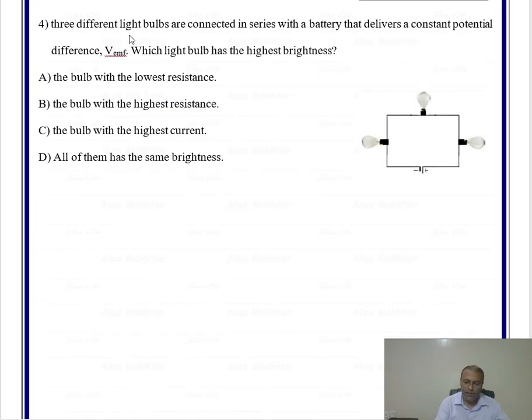Number 4. 3 different light bulbs are connected in series. 3 different, R1, different from R2, different from R3, with a battery that delivers constant potential difference, EMF. Which light bulb has the highest brightness? Highest brightness means highest power.